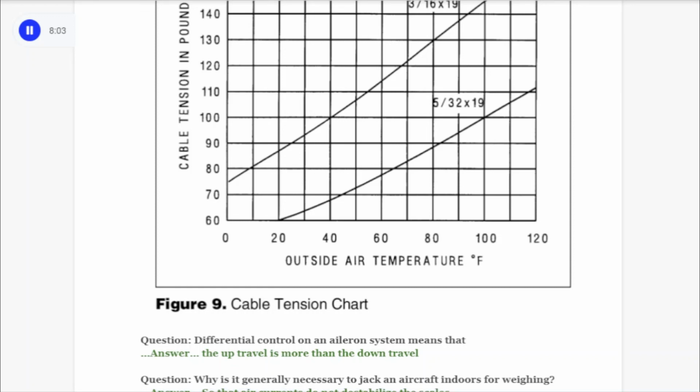Question: which should be accomplished before jacking an aircraft? Answer: install critical stress panels or plates.